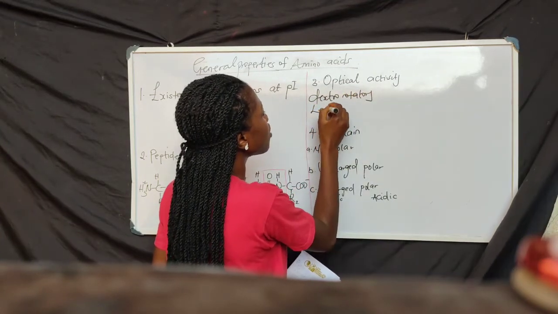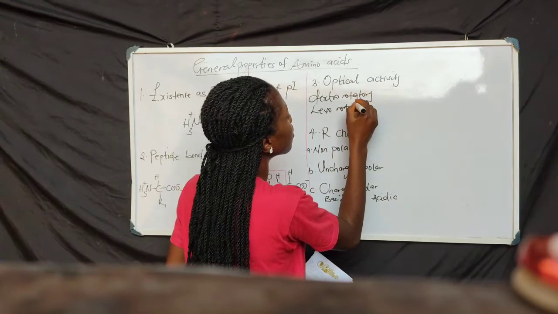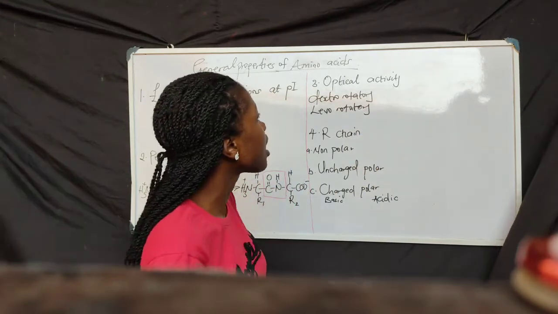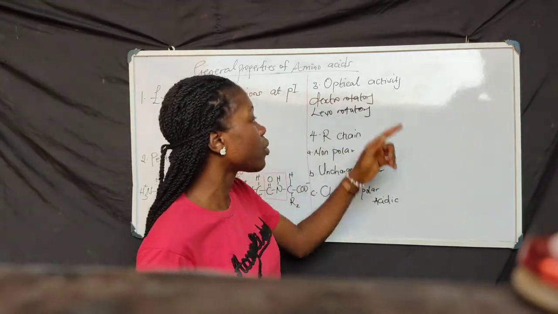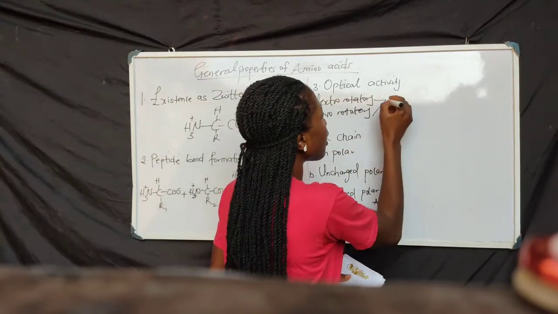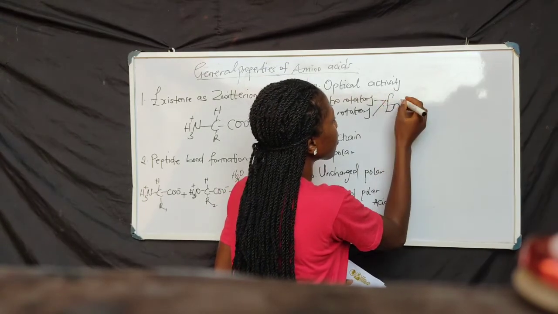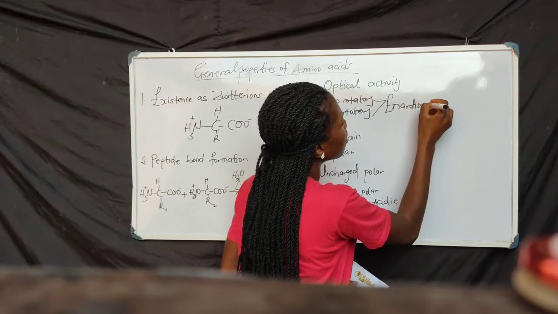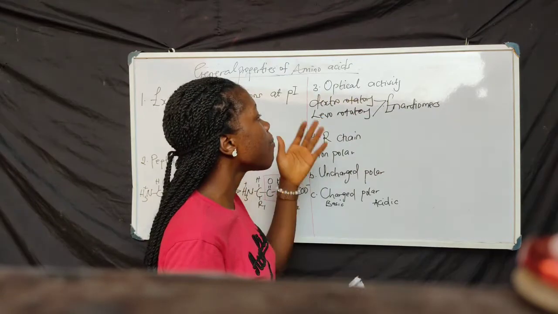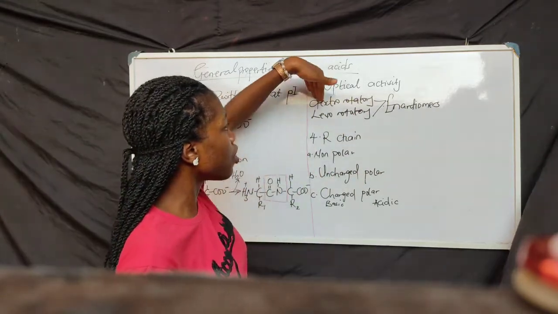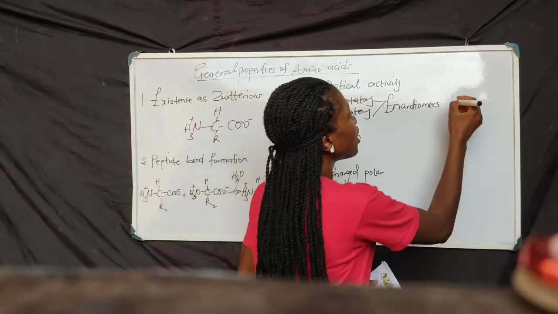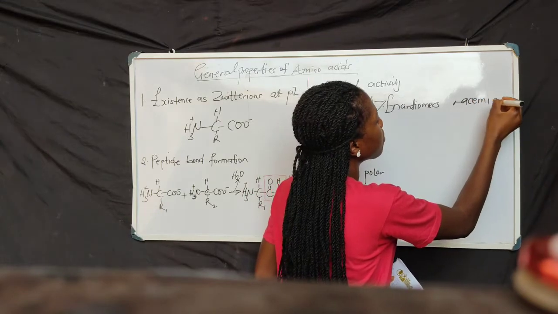Then those that rotate to the left are levorotatory. Molecules that rotate plane polarized light to the right are dextrorotatory, while those that rotate to the left are levorotatory. They are enantiomers, and they are mirror images. Now, a solution that contains both the dextrorotatory and the levorotatory form of a molecule is called a racemic mixture.